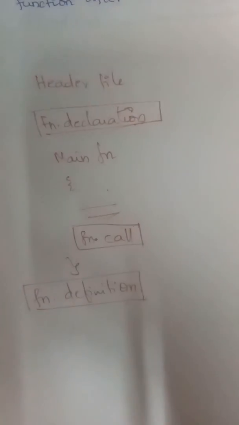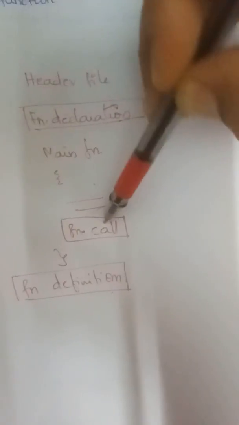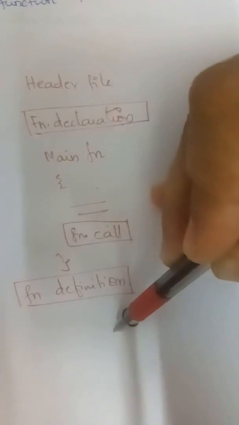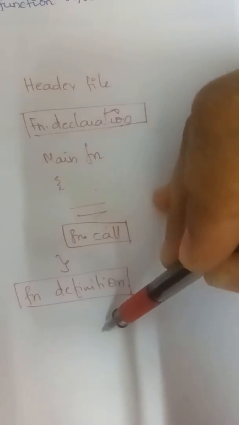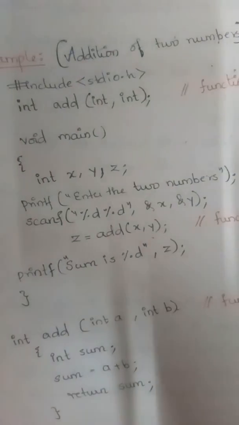As far as addition of two numbers is concerned, the input is to get the two numbers, that is A and B. So you have to write it here, then you have to call, and the processing is C is equal to A plus B, that will be done inside the function definition. Now let's look at the program we have written for that.